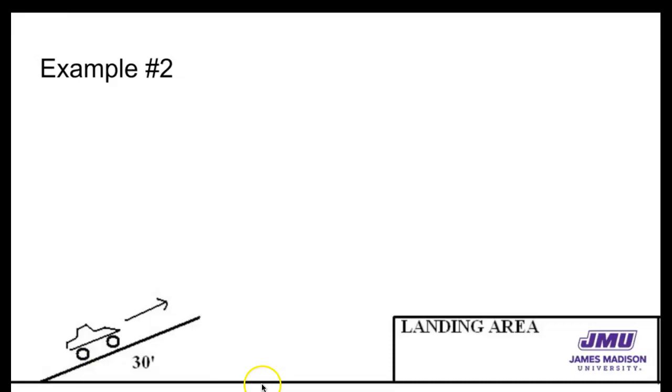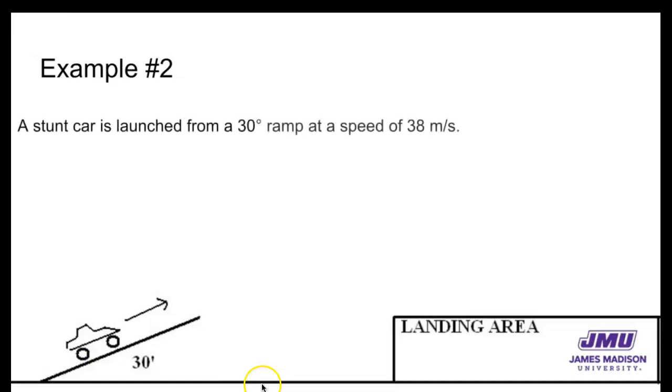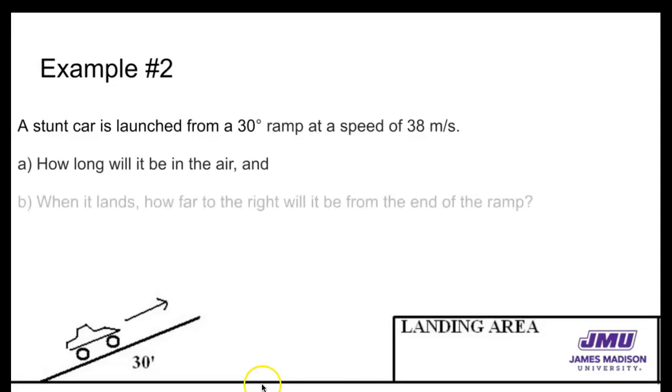All right, let's try example 2. A stunt car is launched from a 30-degree ramp at a speed of 38 meters per second. How long will it be in the air? And when it lands, how far to the right will it be from the end of the ramp?